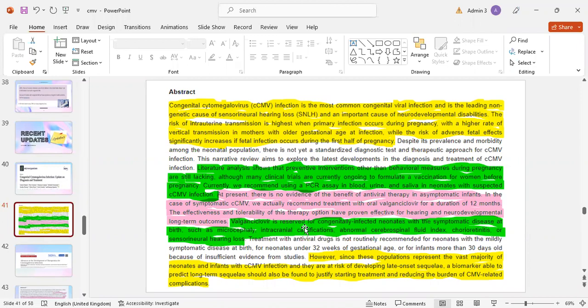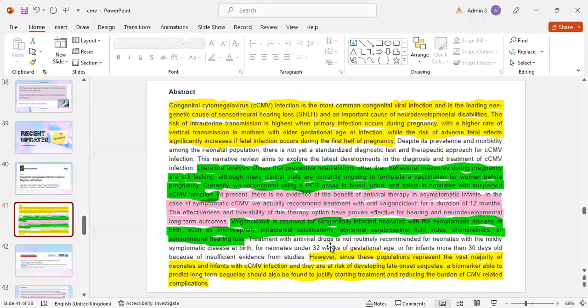Valganciclovir is reserved for congenitally infected neonates with symptomatic disease at birth, such as microcephaly, intracranial calcification, abnormal CSF index, chorioretinitis, or sensorineural hearing loss.